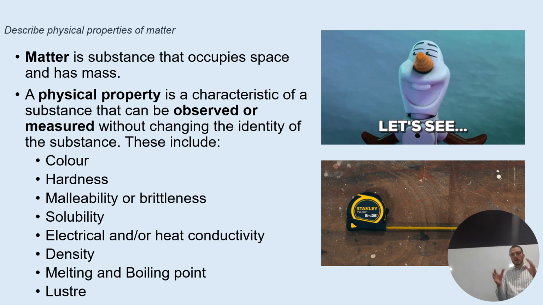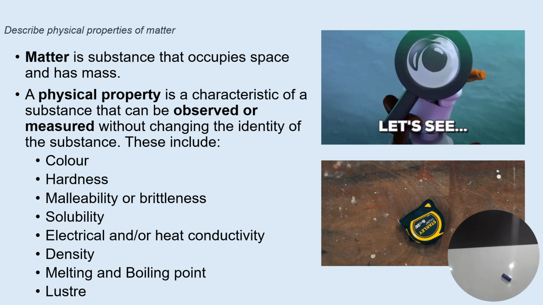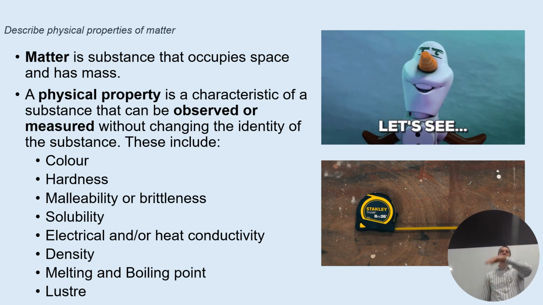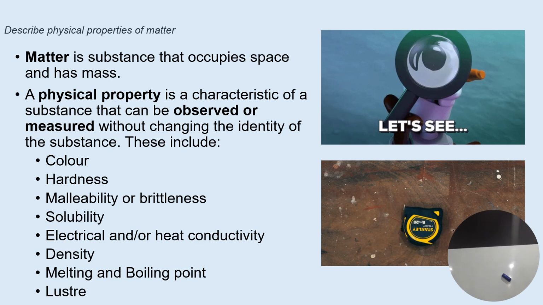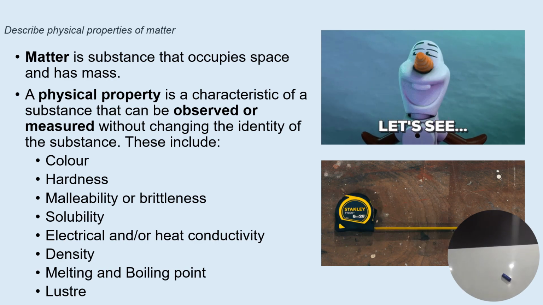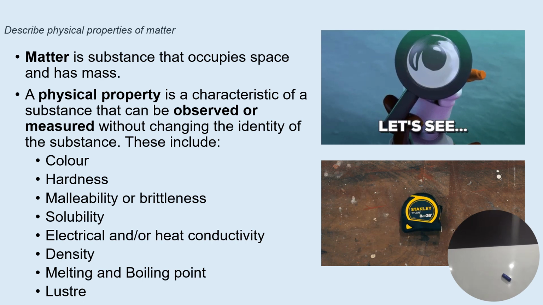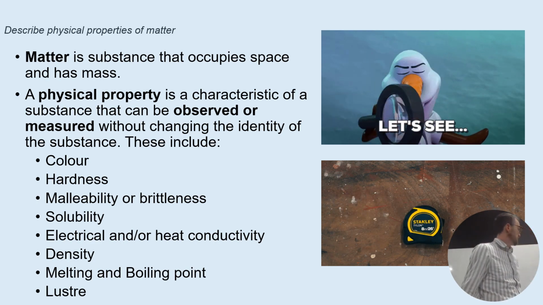Density is how much mass there is in a unit of volume. Melting and boiling point. Melting refers to the temperature at which something goes from a solid to a liquid. Boiling is the temperature at which something goes from a liquid to a gas. Luster refers to how shiny something is.